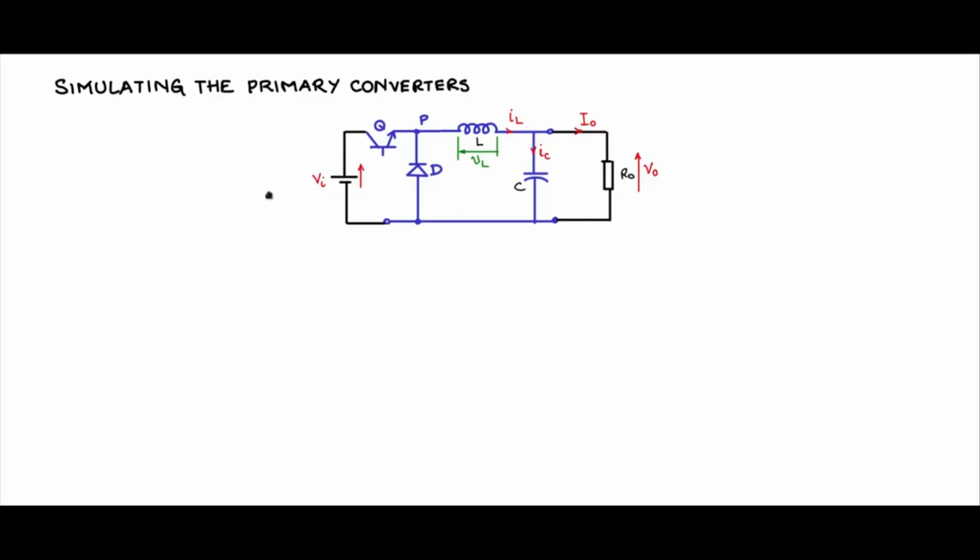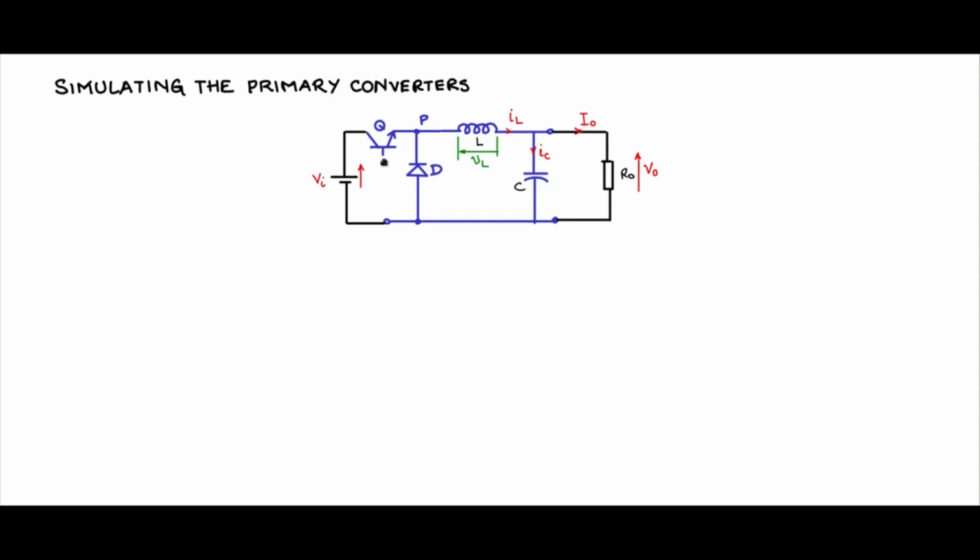Let us now see how we will simulate the primary converters. I will supply in the resource portion of the course website the simulation files for the buck, the boost and the buck boost converters. Here what we have discussed everything about the primary converters except how to give the information signal, the gate pulse signal to the controlled switch.